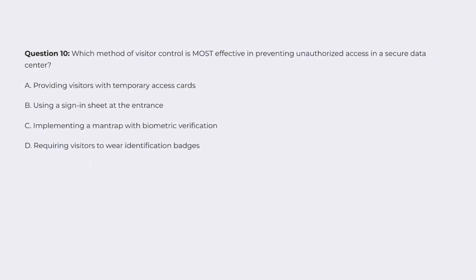Question 10. Which method of visitor control is most effective in preventing unauthorized access in a secure data center? A. Providing visitors with temporary access cards. B. Using a sign-in sheet at the entrance. C. Implementing a man-trap with biometric verification. D. Requiring visitors to wear identification badges.